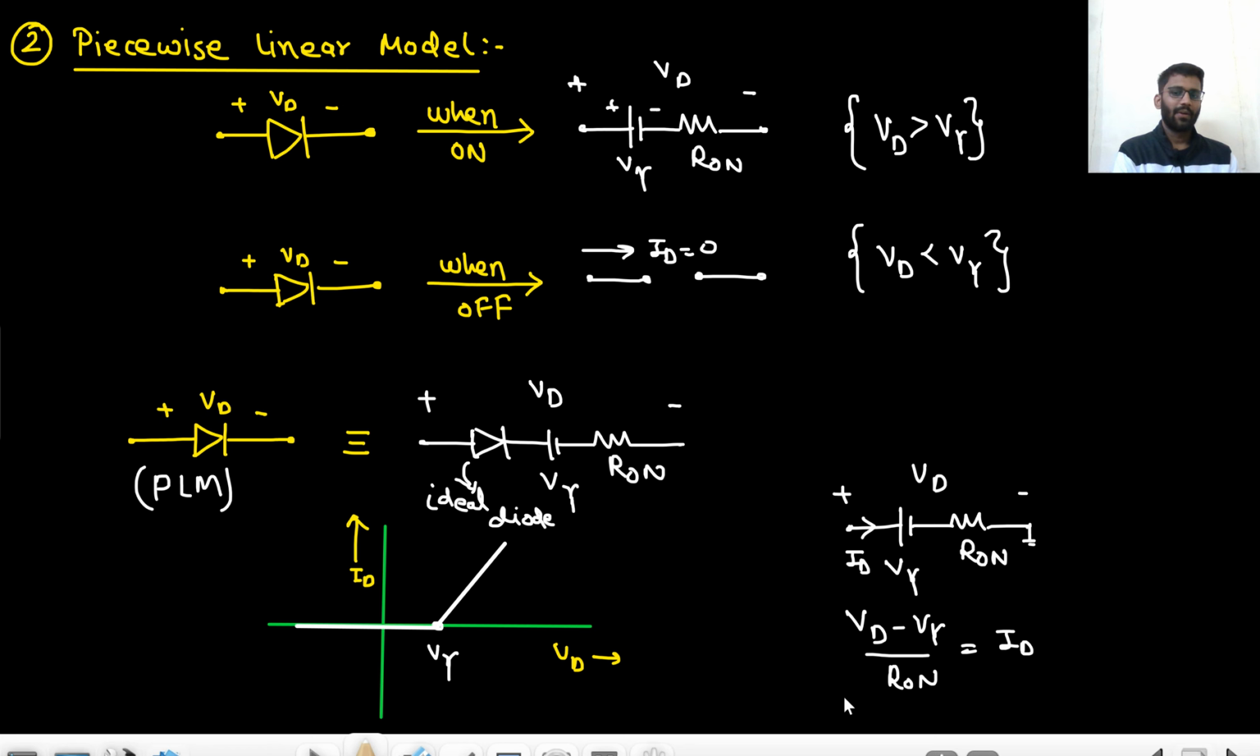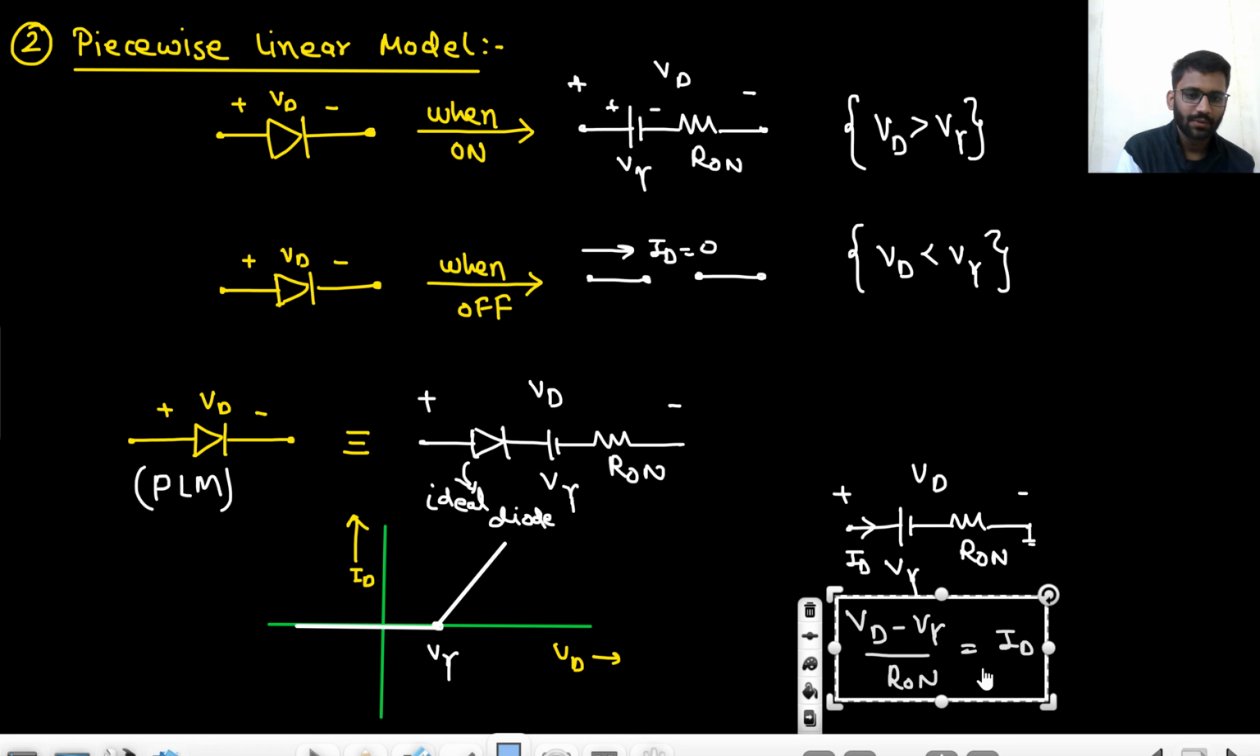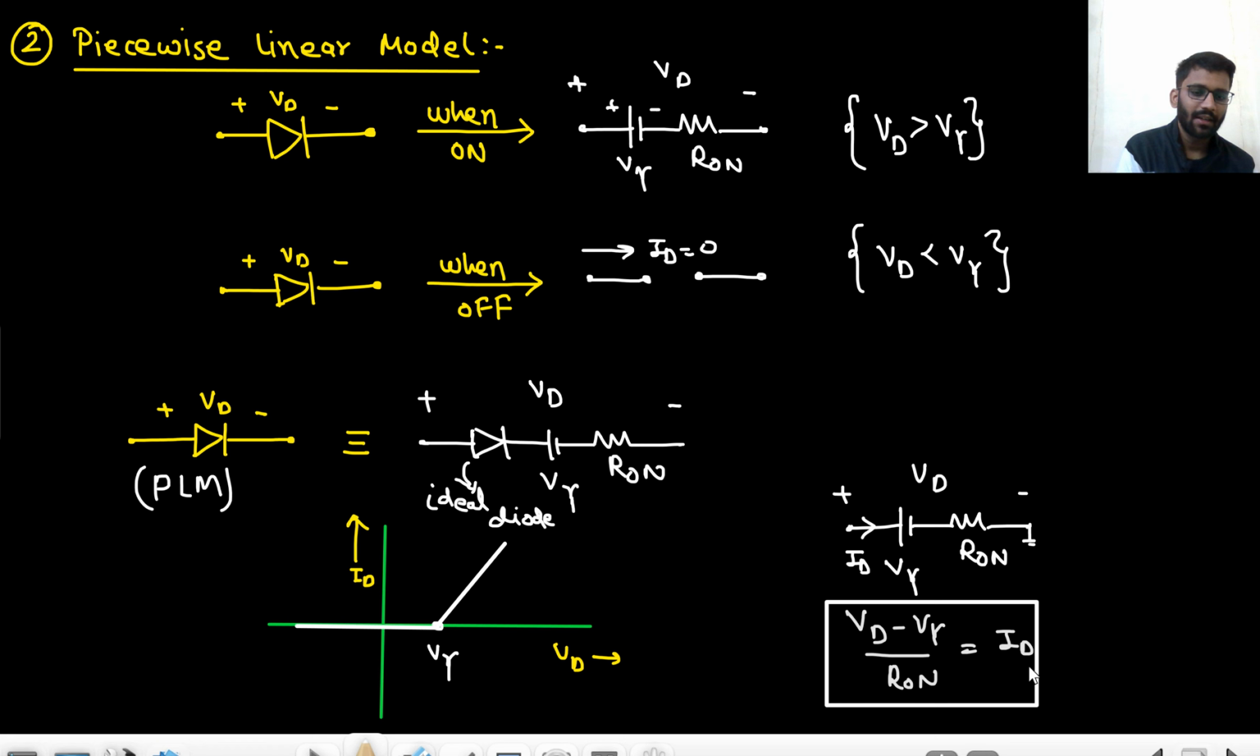Are you getting this point? When VD is equal to V gamma, VD minus V gamma upon R1 is equal to ID. When VD is equal to V gamma, your ID is 0. And after that, this slope, what will this slope give me? 1 by R1. Why 1 by R1? Because this is ID by VD. ID by VD will give me 1 by R1. Right? Are you getting this point?